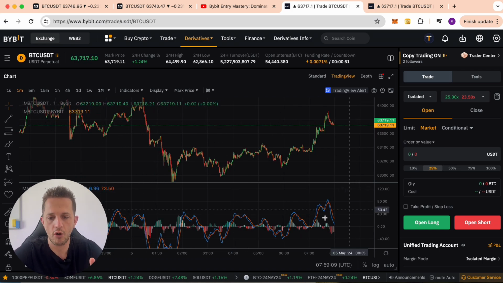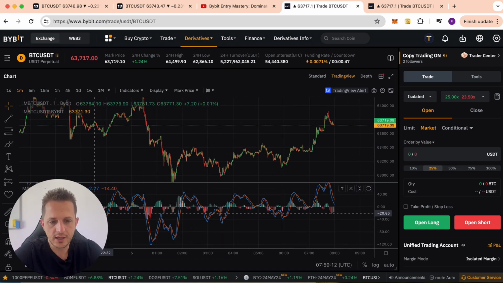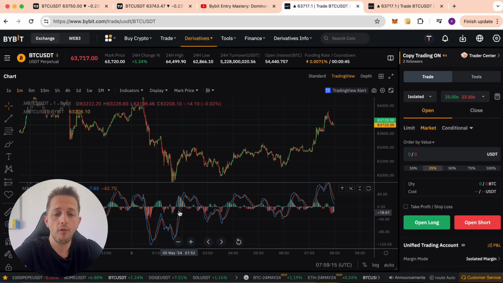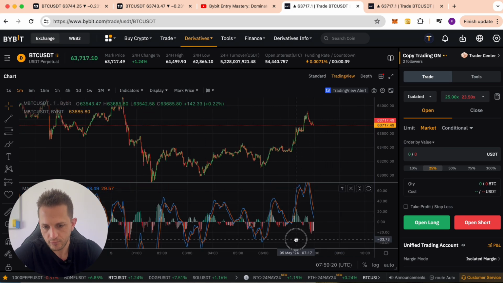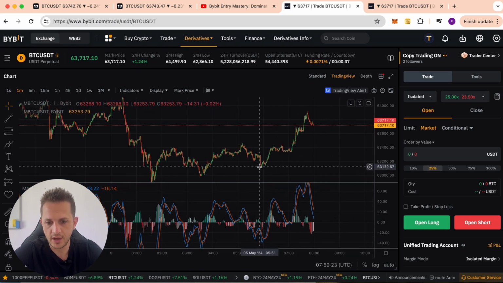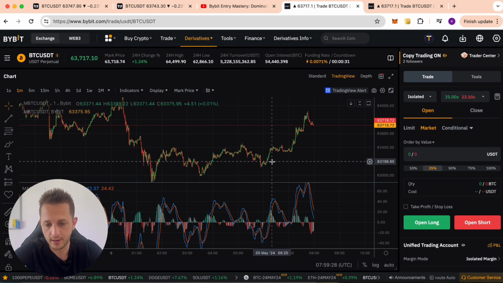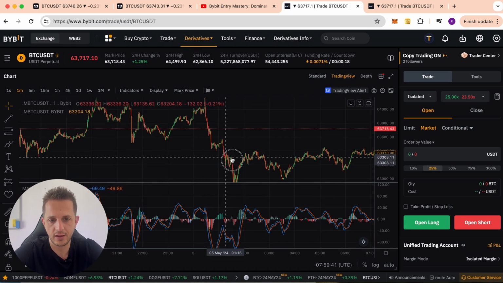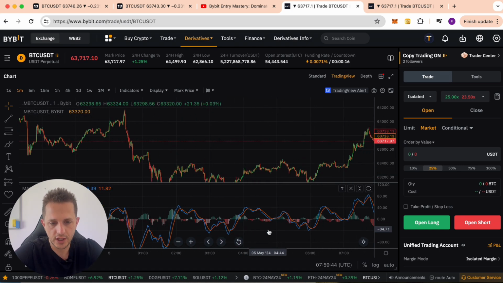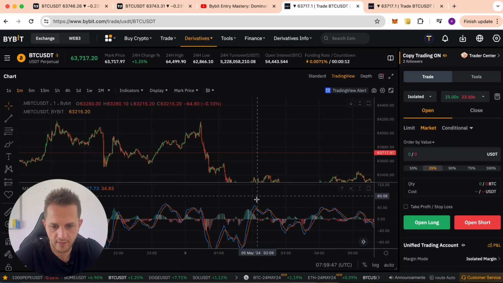So how does it work exactly? As you can see, these bands follow exactly the chart. Here the chart went up and the indicator is also going up. Then here it went down and the indicator also went down. So how can we decide whether to enter or exit a position? Let me show you, because it's very easy.